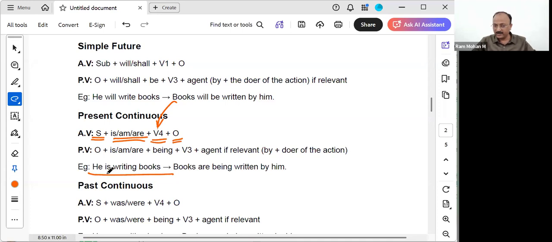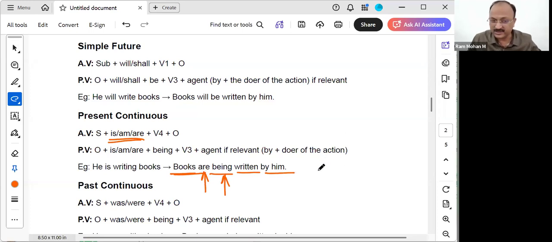Like he is writing books. He is the subject. Helping verb will be there. Verb form is writing. Write, wrote, written, writing. Fourth form is writing. Correct? No? Object is books. So always the object will become subject. Therefore, books will come first. Present continuous means present continuous only it will be there. So are will come. Books are. Only thing is being is there. Therefore, sorry, present continuous tense means we will be adding the word being. Books are being. Rest everything is same. Written by him. I hope you understood this example.